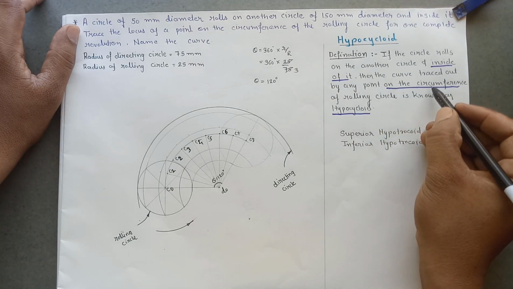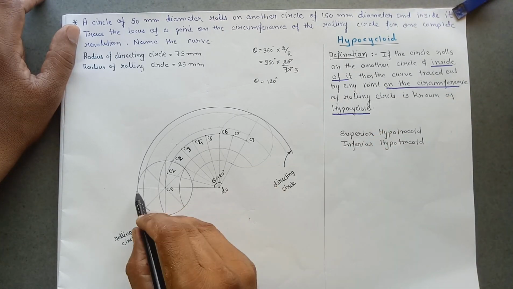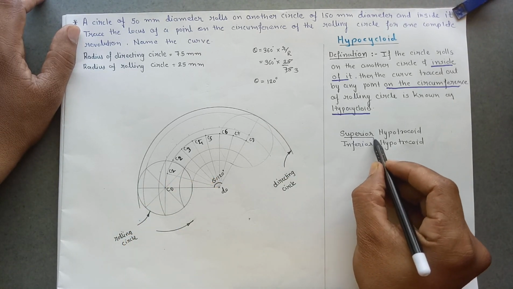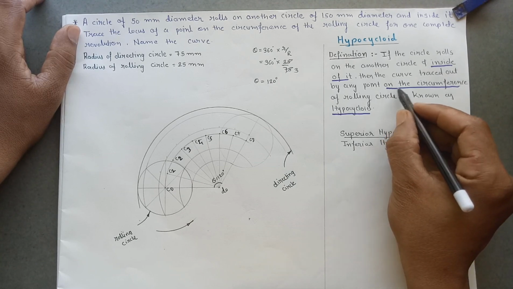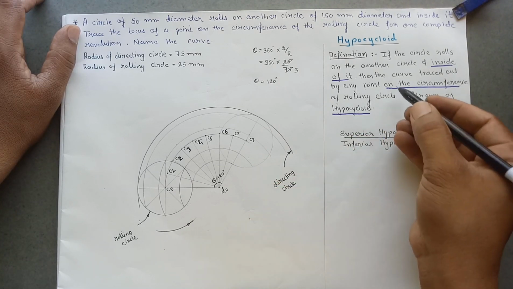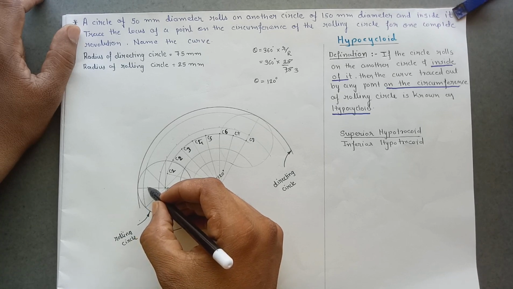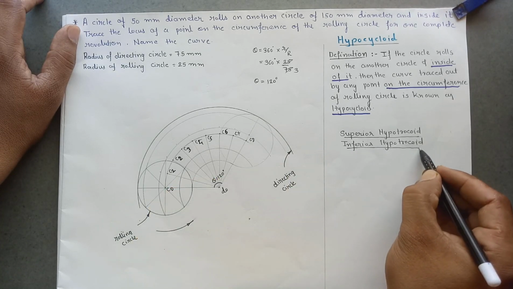If we take the point outside the circumference of the rolling circle, then the curve generated will be superior hypotrochoid, and if we take the point inside the circumference of the rolling circle, the curve generated will be inferior hypotrochoid.